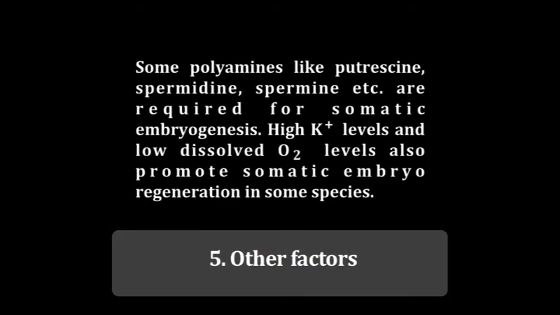Finally, let us see the other factors affecting somatic embryogenesis. Some polyamines like putrescine, spermidine, spermine, etc. are required for somatic embryogenesis. High potassium ion levels and low dissolved oxygen levels also promote somatic embryo regeneration in some species.